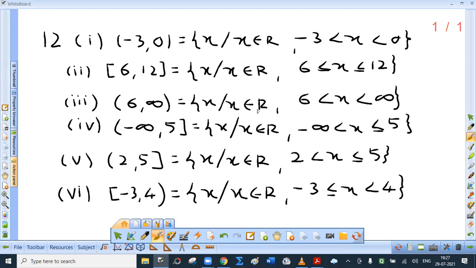Open interval (6, infinity). So all x such that x is a real number, 6 less than x less than infinity. Semi-open, or you may call it semi-closed. All x such that x belongs to R, minus infinity, never say less than or equal to, because minus infinity is not a real number. So minus infinity less than x less than or equal to 5. Semi-closed (2, 5]. So 2 less than x less than or equal to 5. Then this is semi-open. So x belongs to R, -3 less than or equal to x less than 4. So that's it for today.